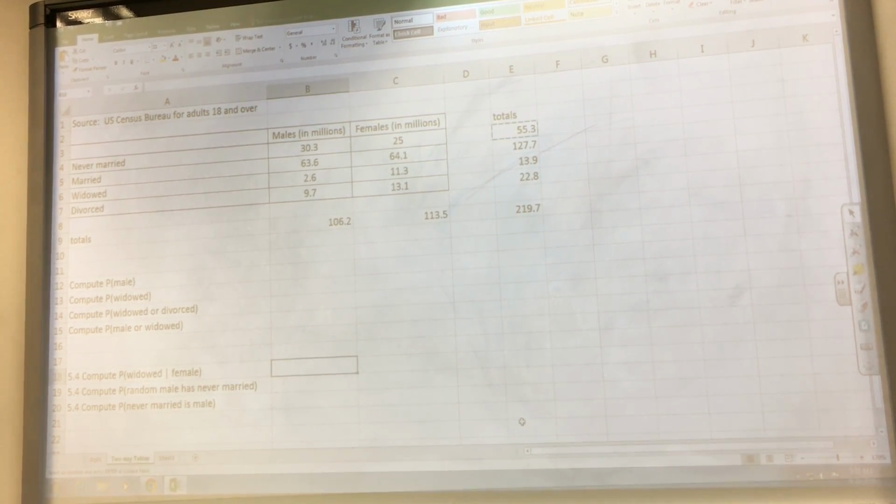Probability that someone is widowed given that they are female. I'm going to pick on Brandon. Brandon? Yes. Okay. So, what do you think on that one? How do you figure that out?